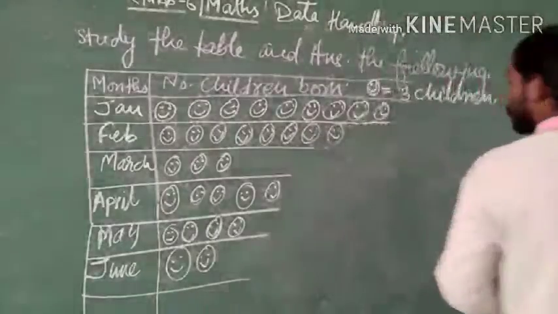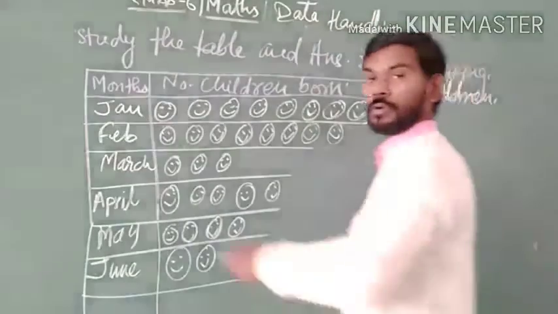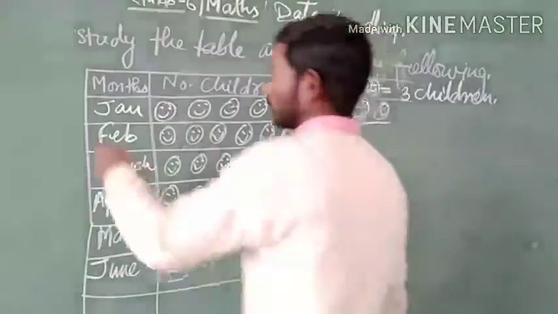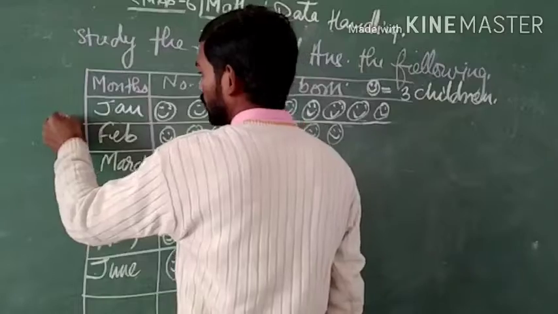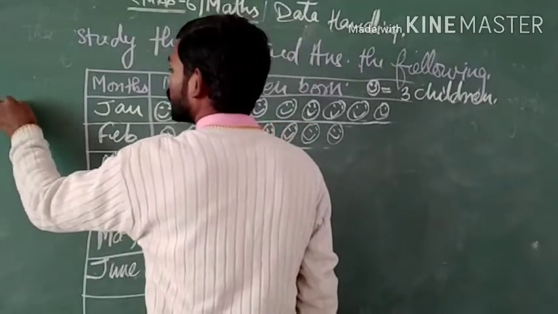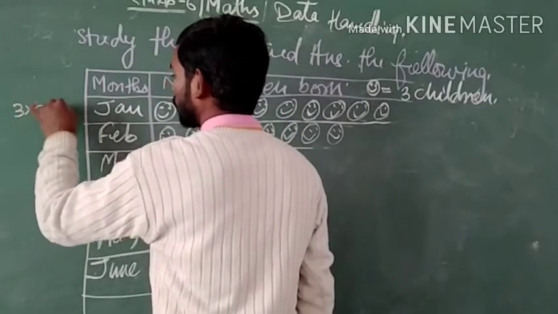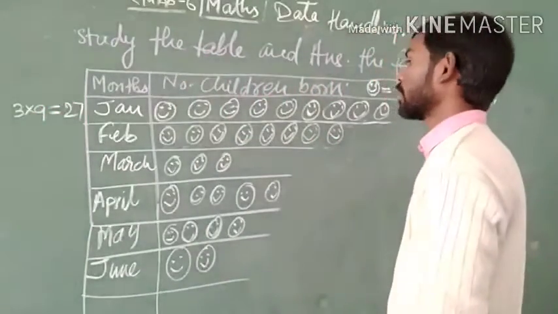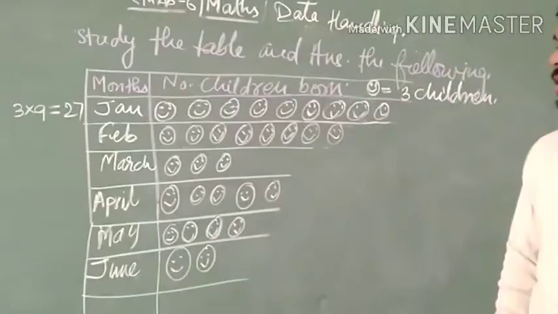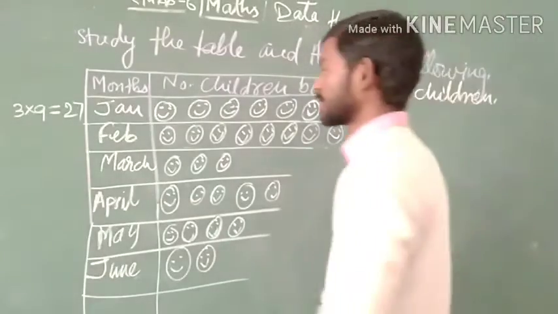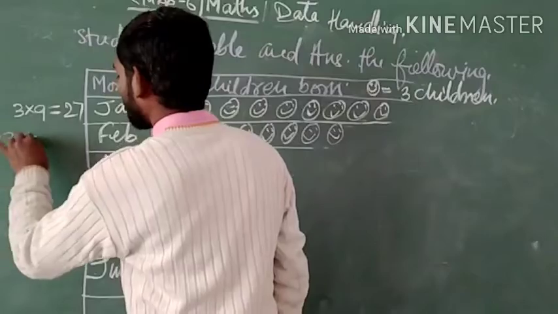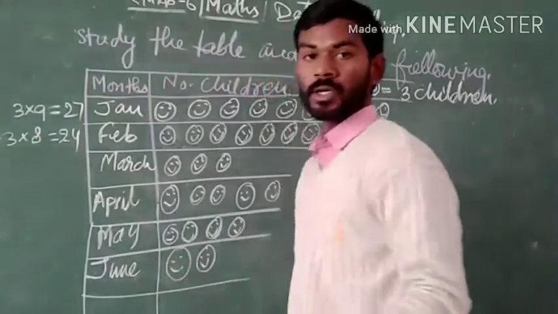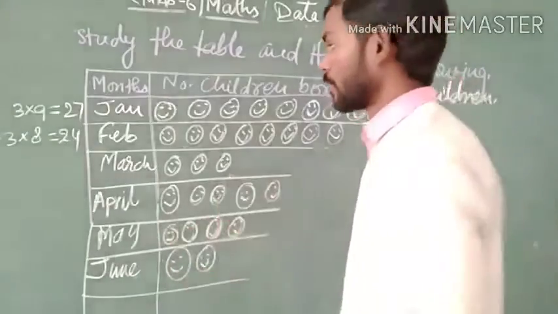Since one Ismaili is equal to 3 children, therefore in the month of January there are 9 Ismaili, so the total number of children born in January is 3 multiplied by 9, which is equal to 27. Therefore the number of children born in January is 27. Similarly, 3 multiplied by 8 is equal to 24, so 24 children were born in February.